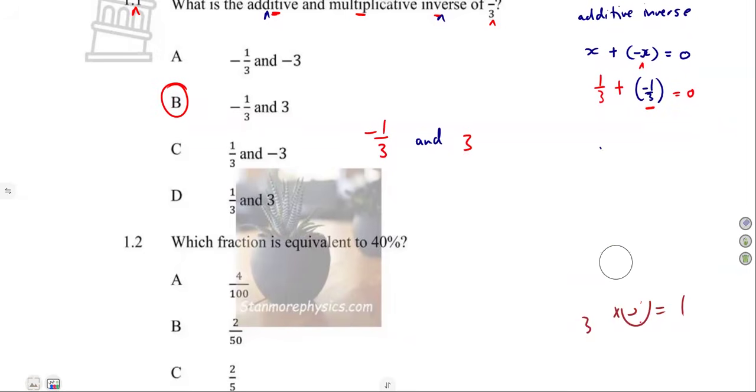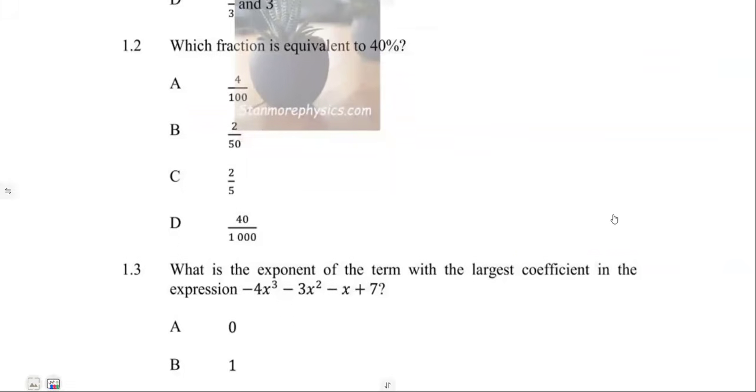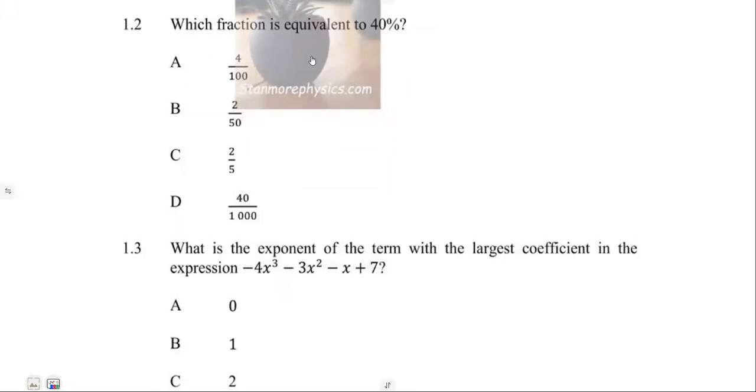Let us consider the next part where we are given which fraction is equivalent to 40% as a percentage. So how do we get rid of the percentage? That is the question here.